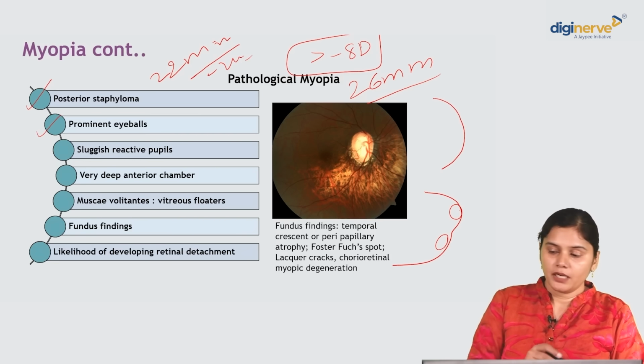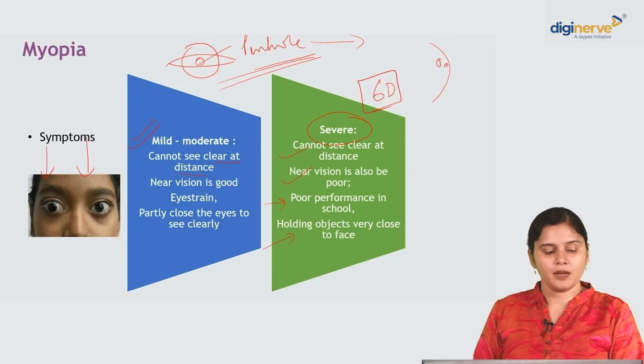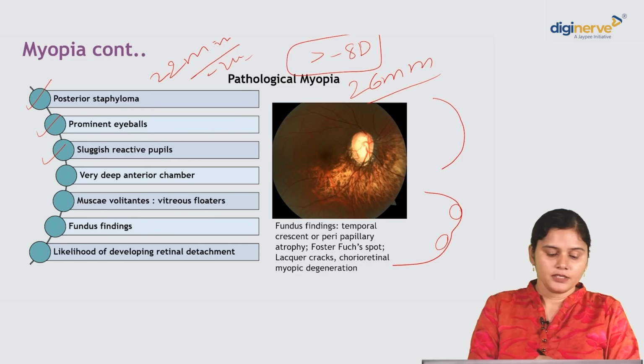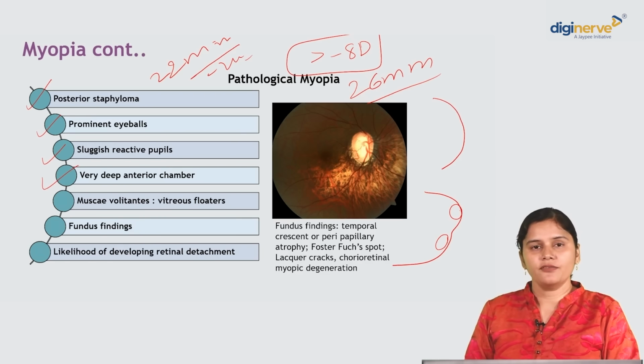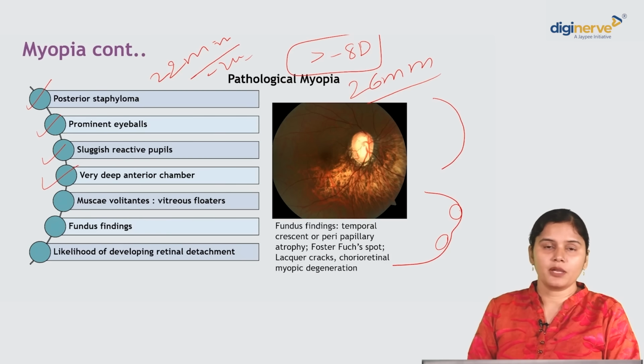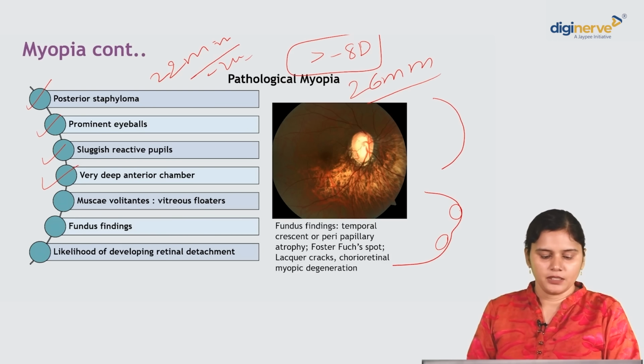There are very prominent eyeballs. The child's photograph which was placed in the previous slide, see this child, he has both eyes with very high myopia, pathological myopia. That is why the eyes seem like they are bulging out from the orbits. There might be sluggish pupillary reactions. There are usually very deep anterior chambers. Because of very deep anterior chambers, there are multiple problems that a person can have, especially if you have to do a cataract surgery in a myopic person. It is sometimes difficult to operate on these people because of very deep anterior chambers.